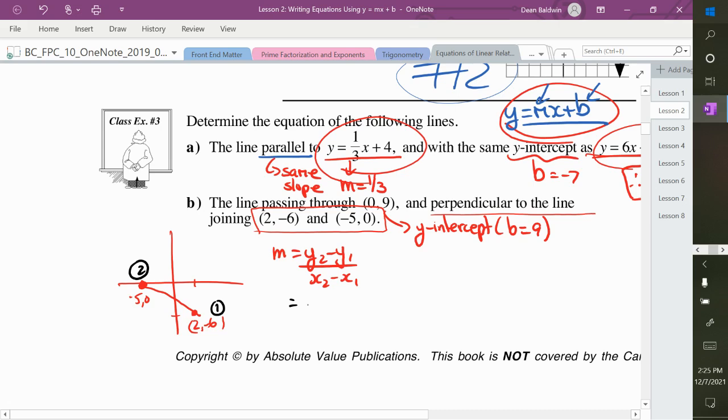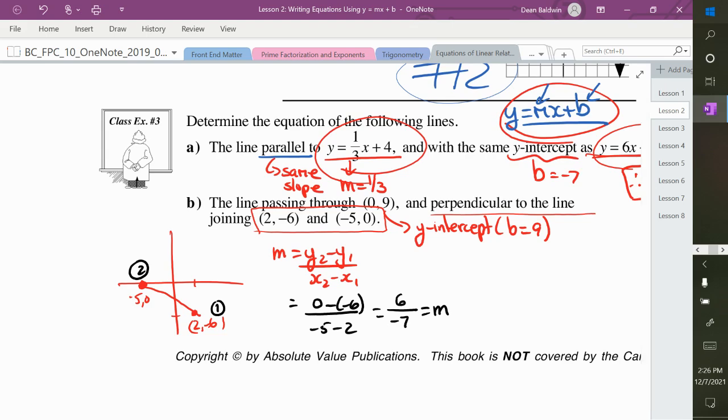So y2 is going to be -6, y1 is going to be 0. I did that backwards, didn't I? Do you want me to erase the 1 and the 2? Okay, because you already all labeled yours. So 0 minus negative 6 over negative 5 minus 2. What's 0 minus negative 6? 6. Negative 5 minus 2? Negative 7. Okay, that's the slope of those two points.